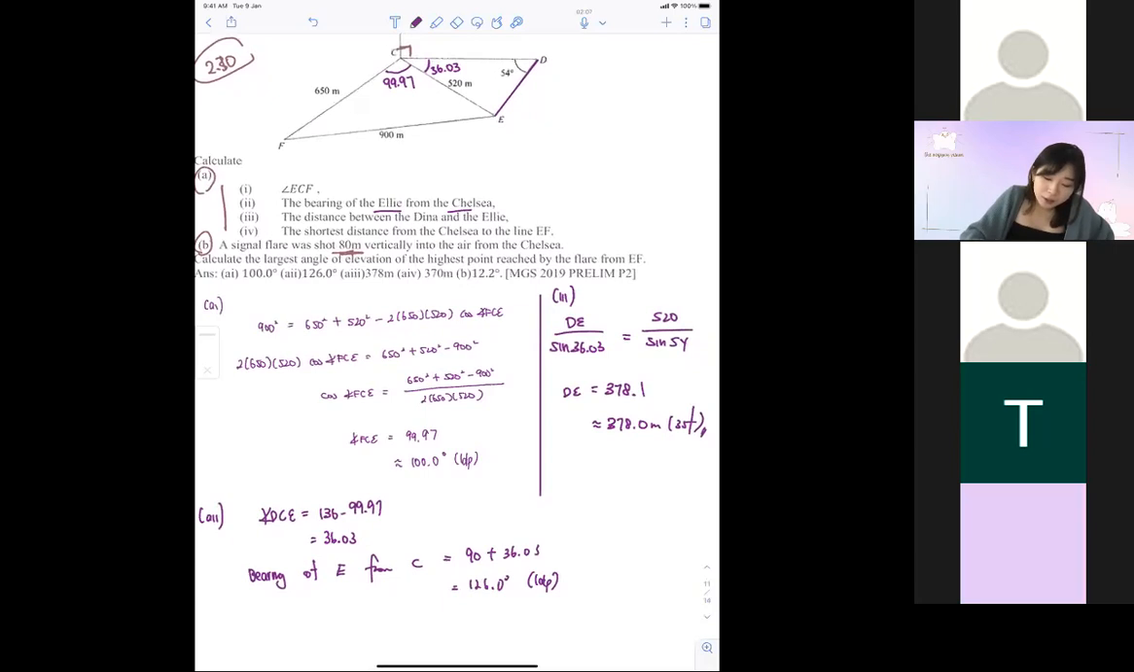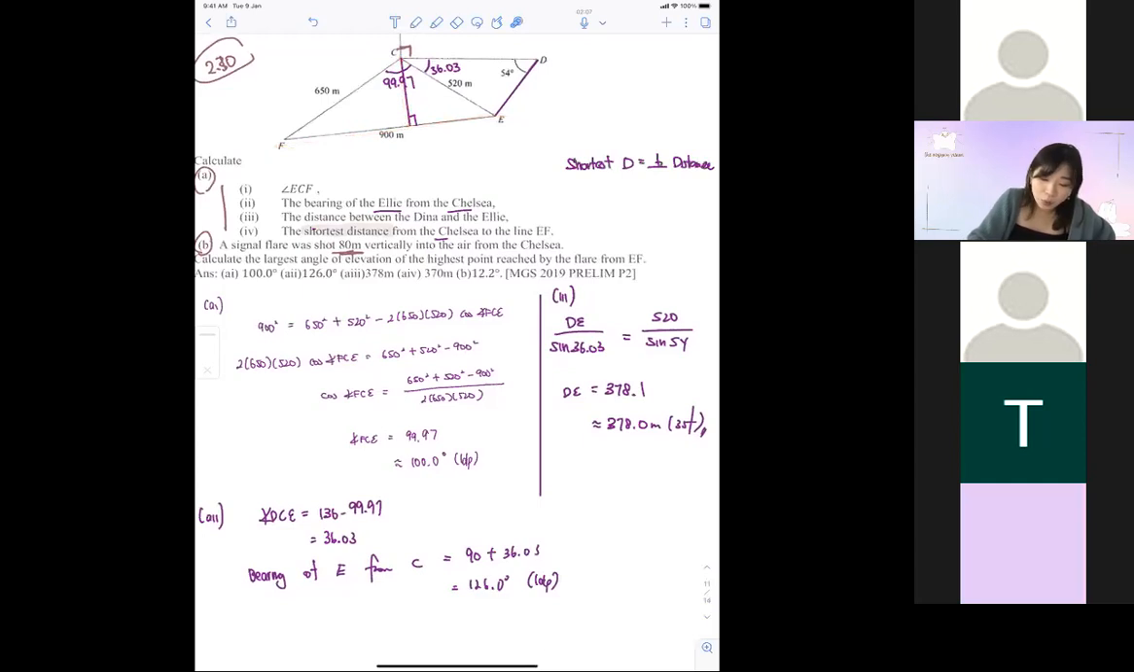So next thing, I want the shortest distance. Now, shortest distance is perpendicular distance. Can you write down that? Shortest distance is your perpendicular distance. So when I say I want the shortest distance from C to EF, what I mean is I want the perpendicular distance from C to EF. So I must find this one.